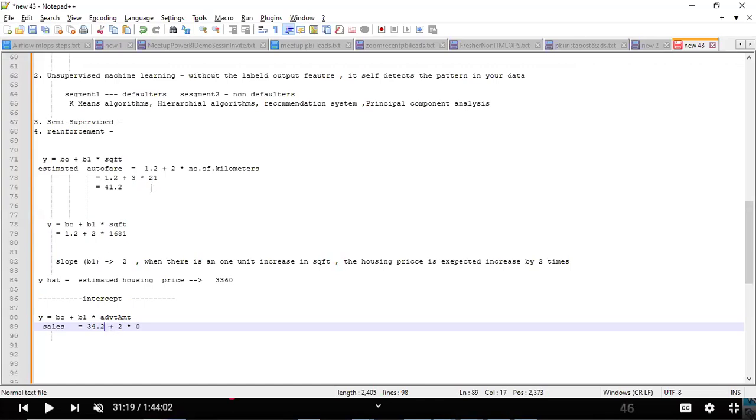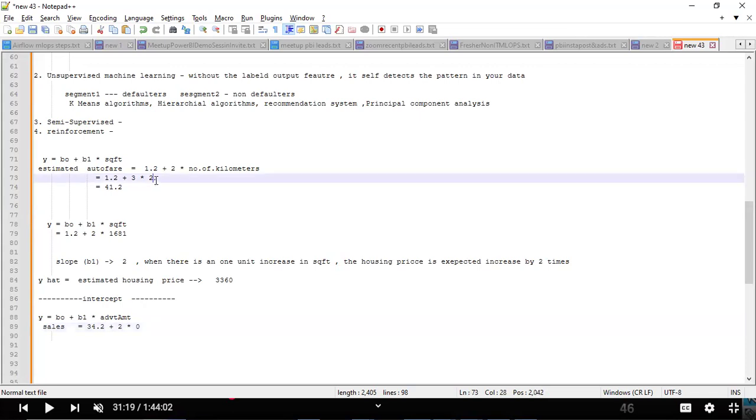And how do you interpret slope? For every 1 unit increase in the kilometer, you can expect an increase in y by 3 times. The auto fare, you can expect it will increase by 3 times.